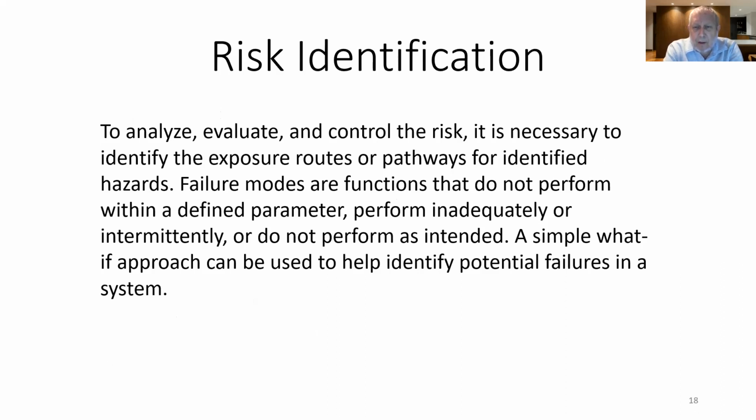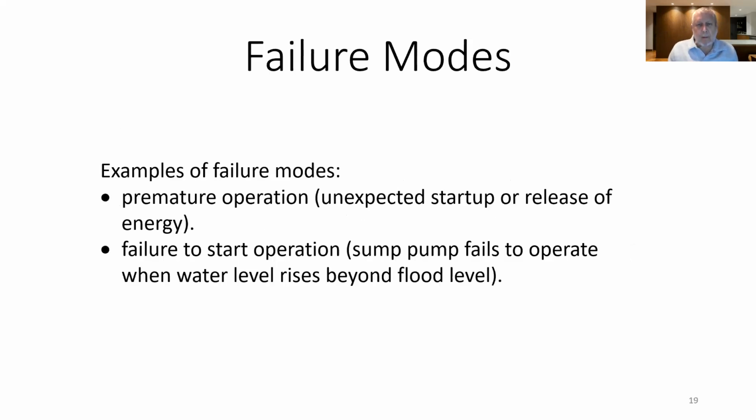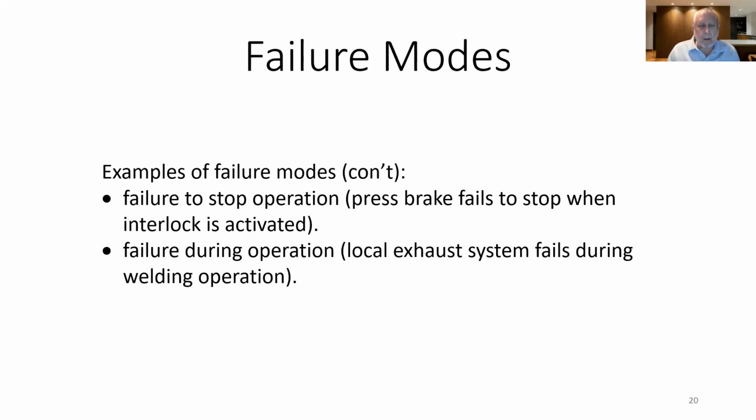Failure modes are functions that do not perform within a defined parameter, perform inadequately or intermittently, and do not perform as intended. A simple what-if approach can be used to help identify potential failures in a system. Examples of failure modes: premature operation, in other words, unexpected startup or release of energy. Failure to start operation, like a sump pump that fails to operate because the water level rose so far and something didn't kick it in, so it didn't start. The switch was wrong or set wrong.